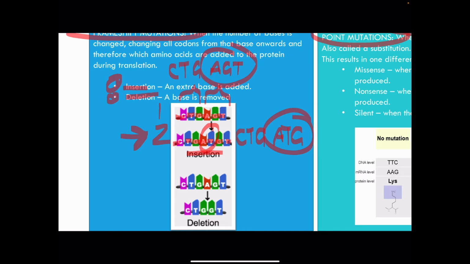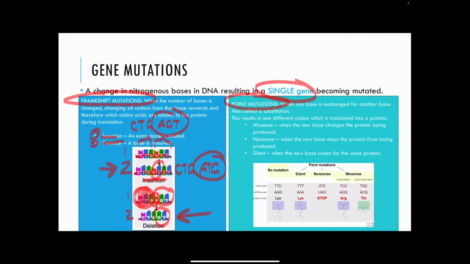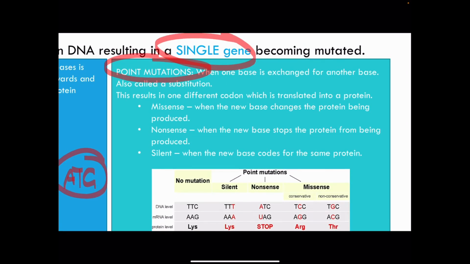Now with a deletion, a base is removed instead, okay? So looking at number 1 and number 2 here, this A nucleotide is being deleted. And so instead of our codons reading CTG, AGT, we're looking here now, okay? We've got CTG, so the same codon as above, but our second codon only reads GT. And so that means that when those amino acids are put together in protein synthesis, we're going to have a different protein being produced.